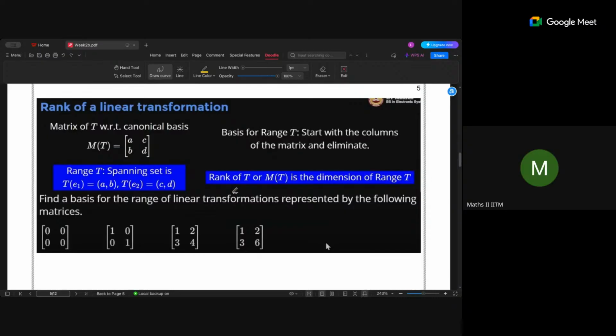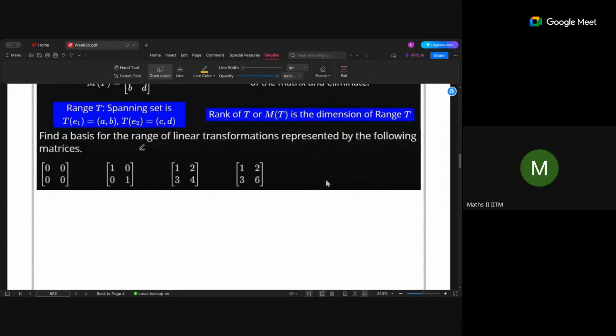Okay, fine. And we can say the dimension of the range of T is the rank of the matrix as well. For a basis for the range of T, you have to do the elimination process, which you have seen in week 1. So here we have some examples. We will try to understand what the range is in a better way.